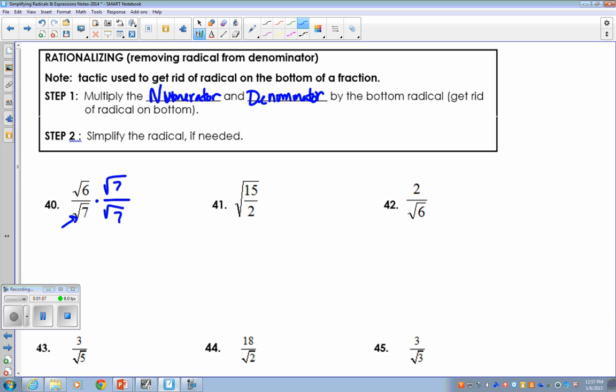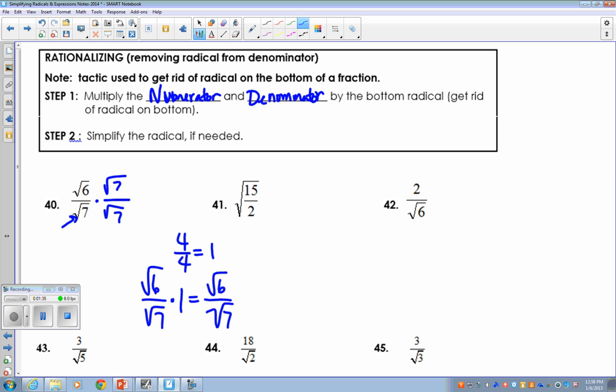Now, the reason why we do this is because this will not change our original fraction. Square root of 7 over square root of 7 is the same as if you would think of 4 over 4. 4 over 4 is 1. 1 is the multiplicative identity of anything. Anything times 1 remains the same. So I could say the square root of 6 over the square root of 7, and I multiply it by 1, it's still going to be the square root of 6 over the square root of 7.